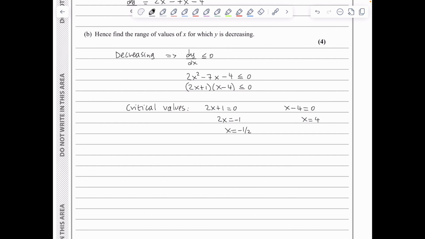It looks something like this. We go plus, then minus, plus. We can see that the inequality has to be less than or equal to 0, so we want the negative part, which is the in-between part, and therefore we conclude that we want minus a half being less than or equal to x being less than or equal to 4. If you decide to go with strict inequalities, both of them should be strict and you will still be qualifying for full marks.